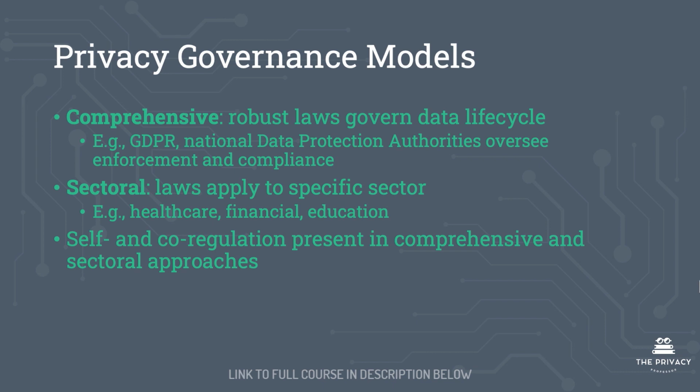The United States is an example of a sectoral privacy governance model. This is where we have laws that apply to specific sectors only. For example, there's one law for the healthcare industry. There are very different laws for the financial industry. Similarly, there's a whole other law for education. And so this is called the sectoral approach because the laws apply to specific sectors.